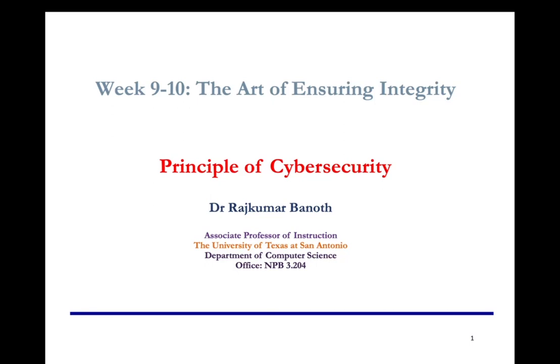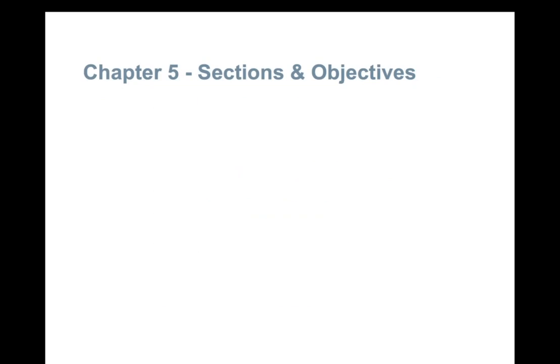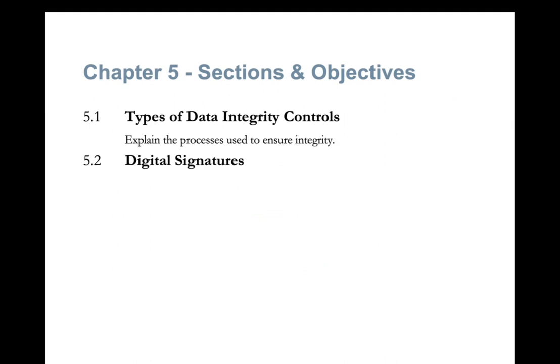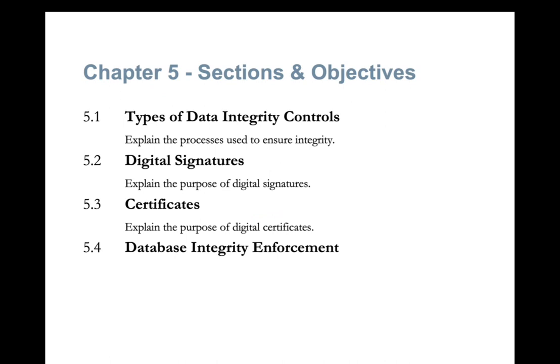Today we try to discuss the art of ensuring integrity. The basic objectives of this chapter are the types of data integrity controls, which we'll discuss, and the digital signatures, certificates, that is digital certificates, and the database integrity enforcement. These are the basic objectives that we are going to talk more about.